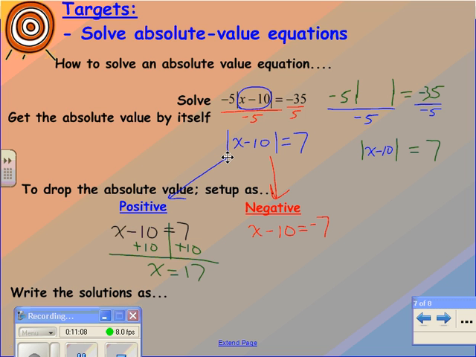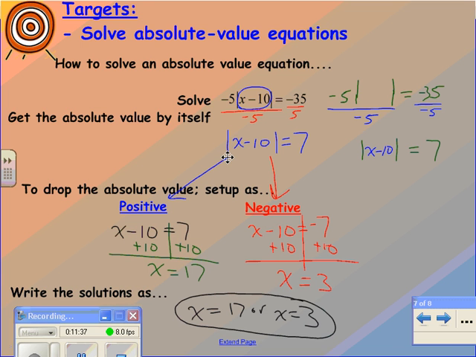Then I go over to the other side, and again, add 10 here, add 10 here. So this is going to leave me with x on the left side is equal to negative 7 plus 10, which is positive 3. So my two solutions are x is equal to 17 or x is equal to 3. And those would be my two answers for that.